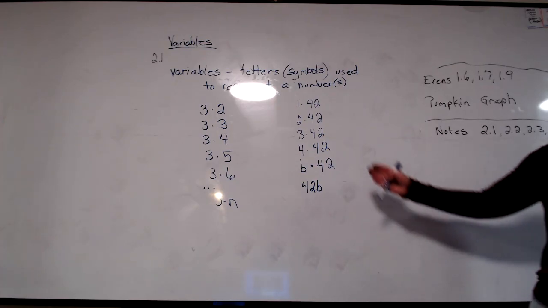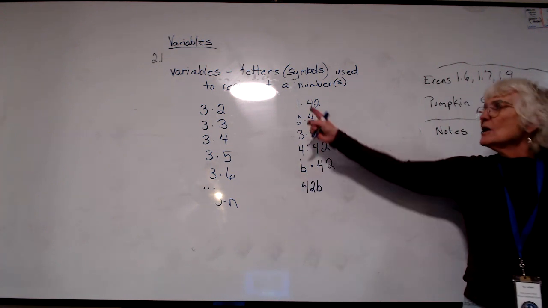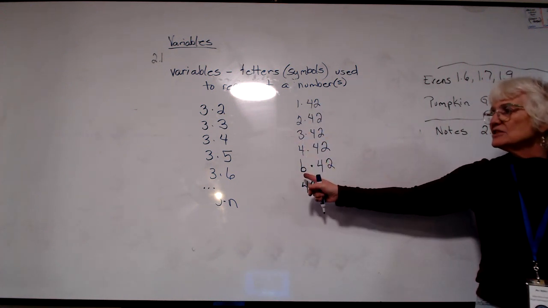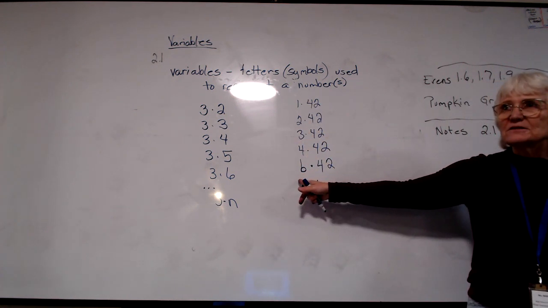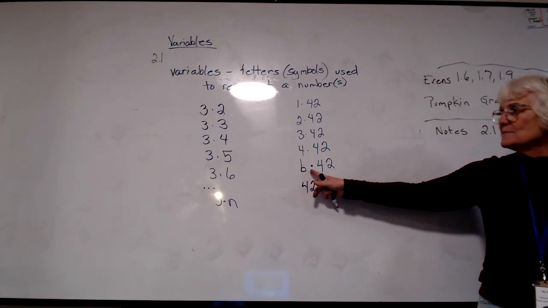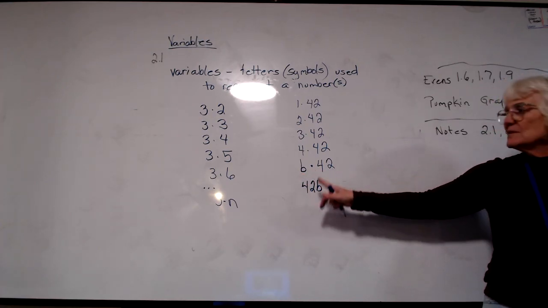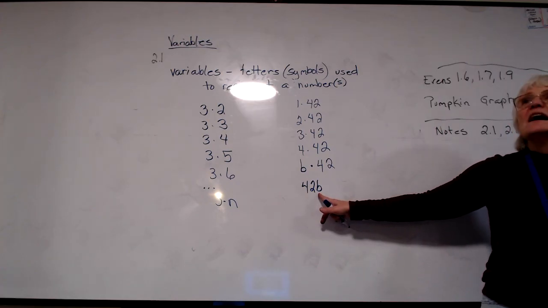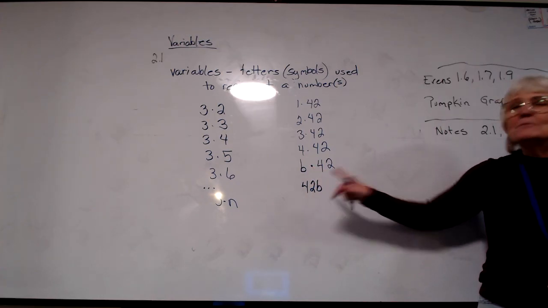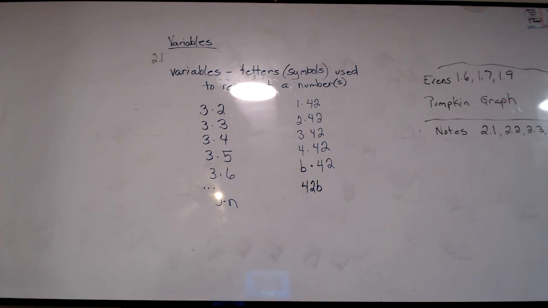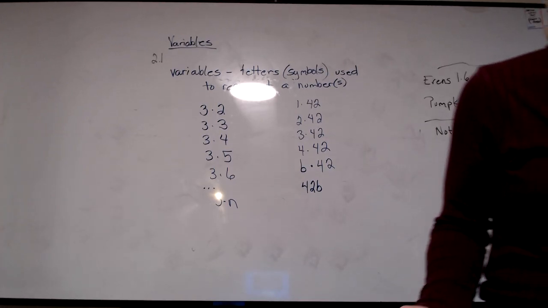So this again is describing the pattern. But what is the thing that's changing? It's the number of bears. Now we can write it as B times 42. That's the same thing as 42 times B. Again, we don't have to put the dot in between. Without the dot, it means times. So that's something to look at.